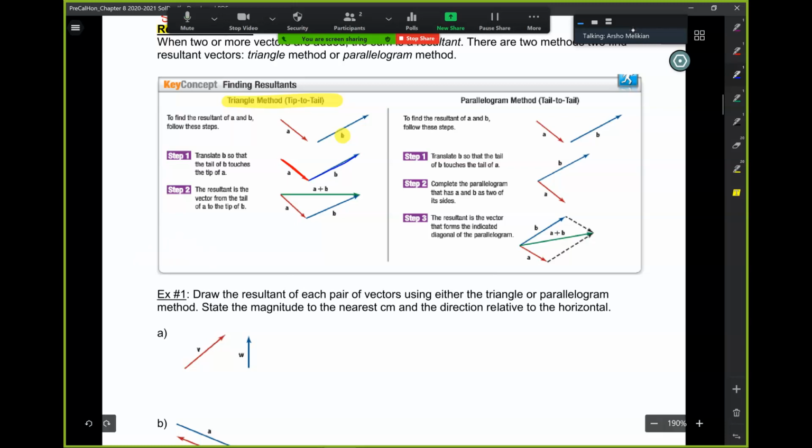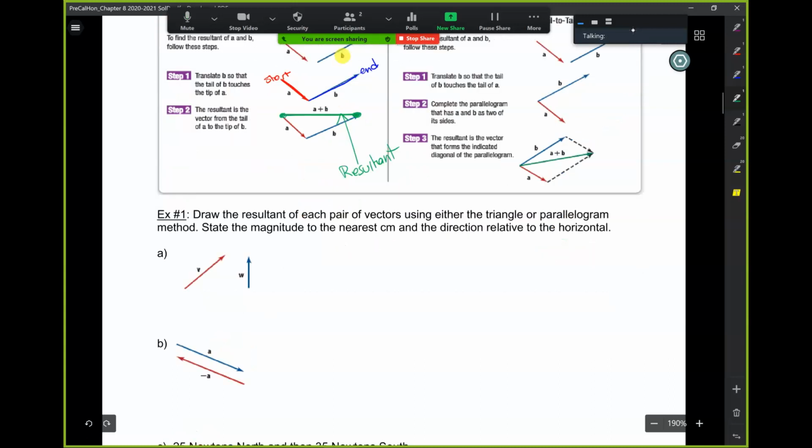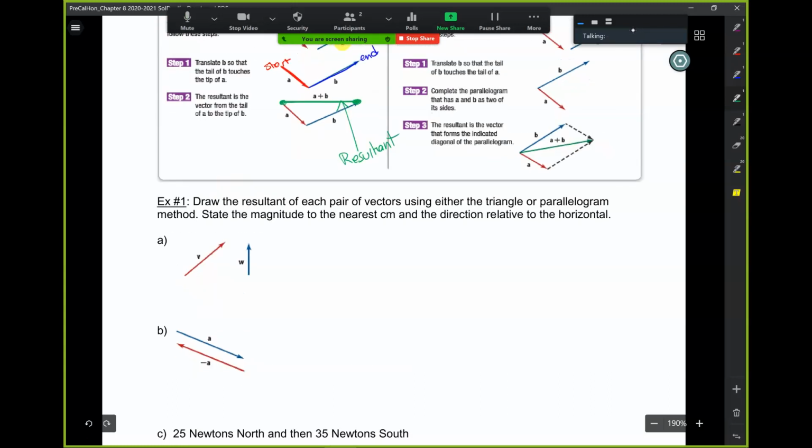Now, where was the starting point? Here. Where was the ending point? Here. The third step is you draw a line from the starting point to the ending point, and this is the resultant. Which direction? Oh, it goes here. It goes from the beginning to the end. So it has to go that way.